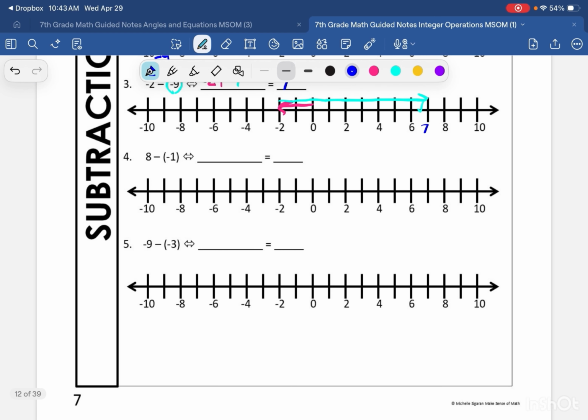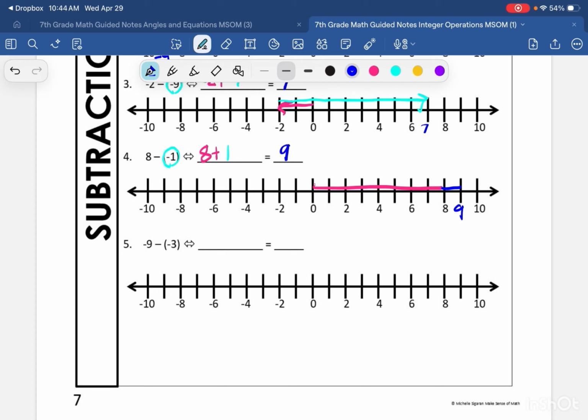2 more. 8 minus -1. 8 plus the additive inverse of the second number, which is 1. So it's 8 plus 1. And I should know that is 9, but I'm going to graph it anyways. So all the way up to 8, and add one more, I'm at 9.